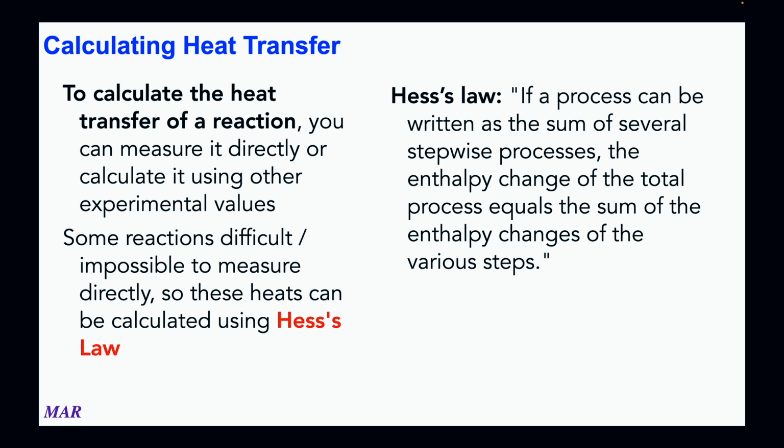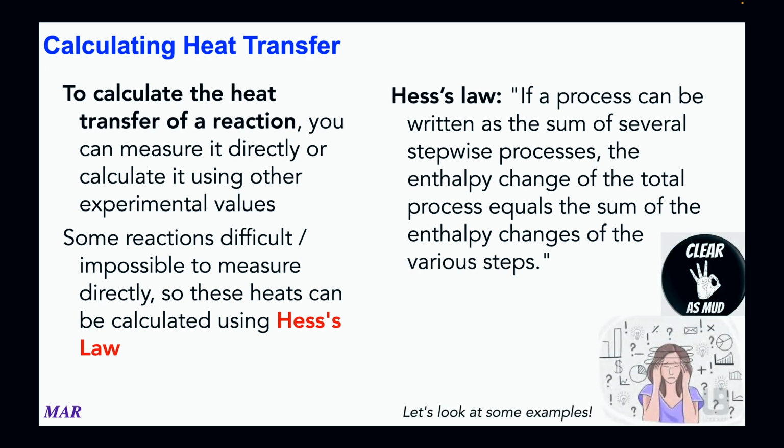Now, formally, this is what Hess's law says. If a process can be written as the sum of several stepwise processes, the enthalpy change of the total process equals the sum of the enthalpy changes of the various steps, which is clear as mud, i.e., even I don't hardly understand that, so don't lose any sleep about it. Let me show you how Hess's law can make a reaction much easier to calculate by using other reactions which are easier to calculate. Because Hess's law, the definition doesn't make any sense. Clear as mud.